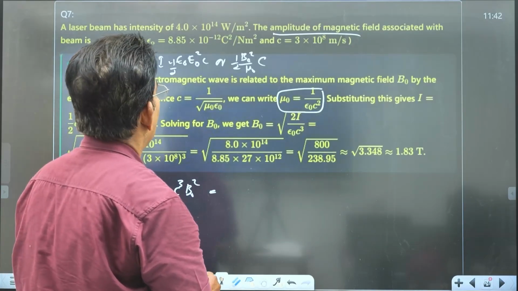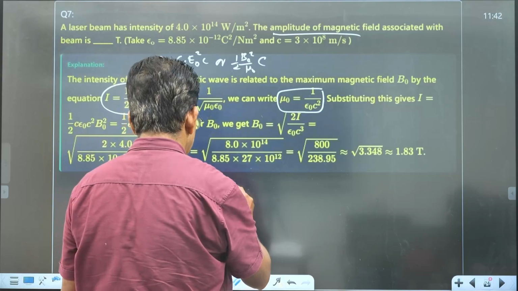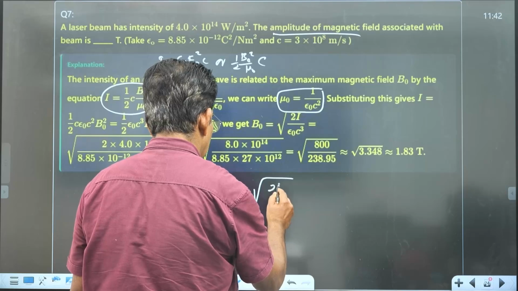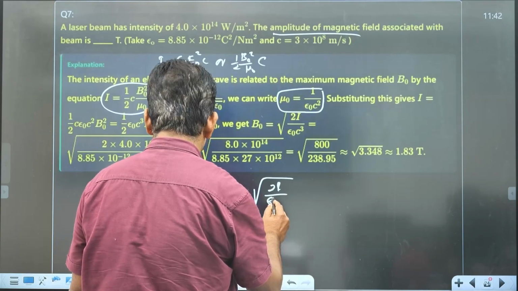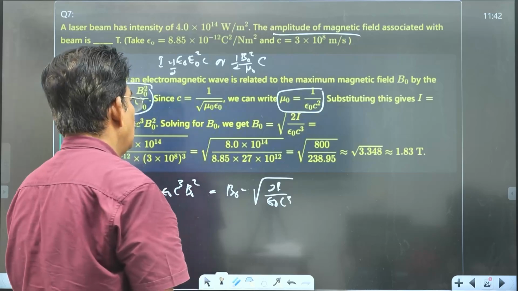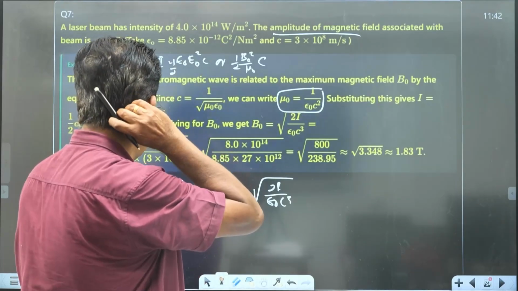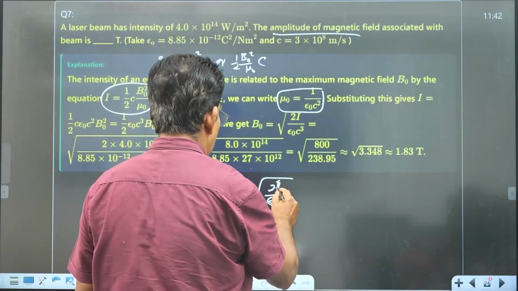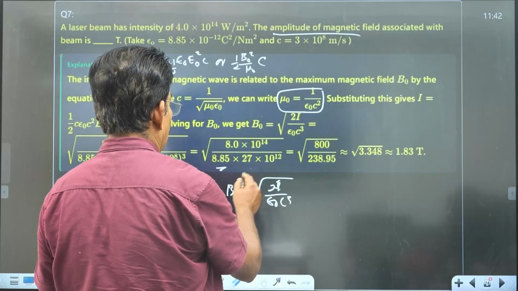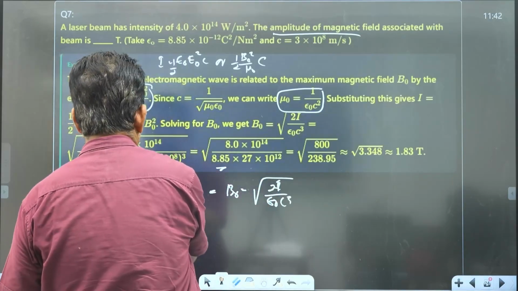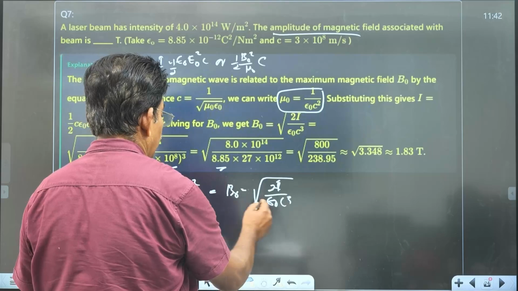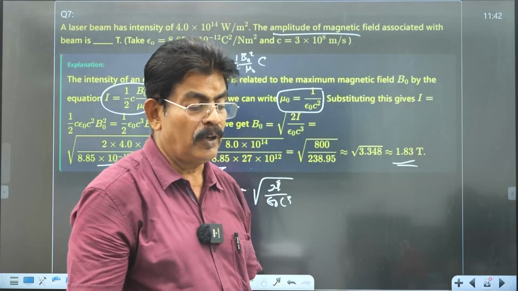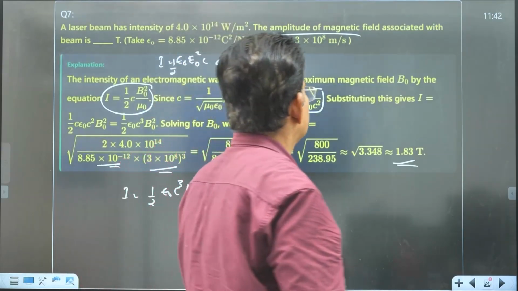They have told us epsilon 0's value is given. B0 will be coming to be the root of 2i divided by epsilon 0 into C cube. So substitute the values: 2i intensity is given to be 4 into 10 to the power of 5, epsilon 0 is 8.5 into 10 to the power of minus 12, and C is 3 into 10 to the power of 8, whole cube. Simplifying, we'll be getting nearly 1.83 Tesla.